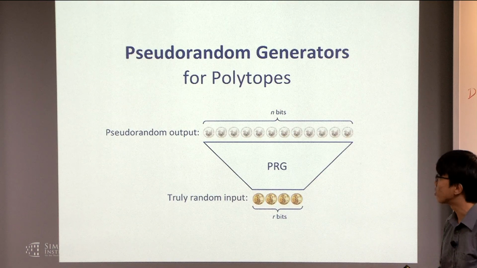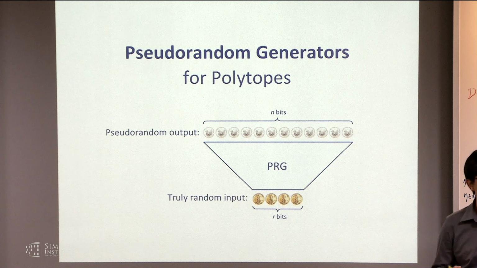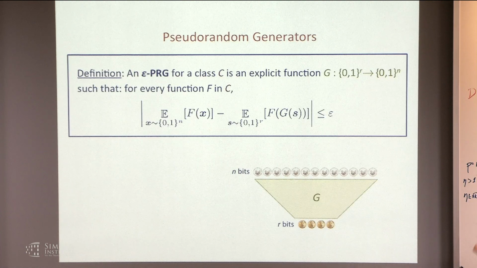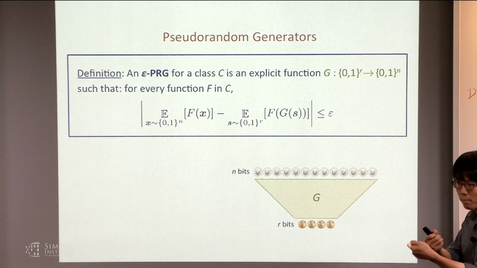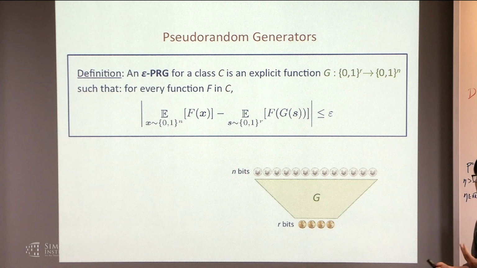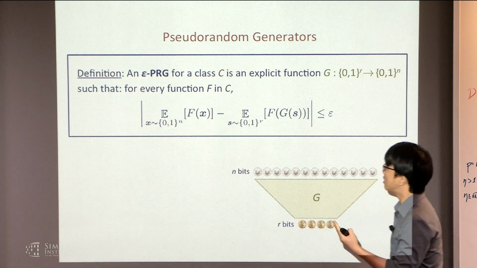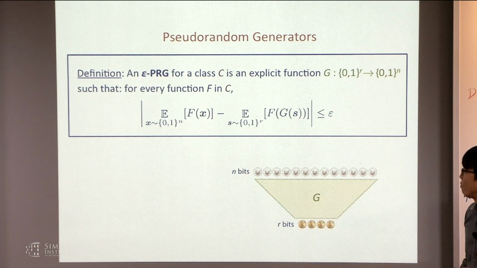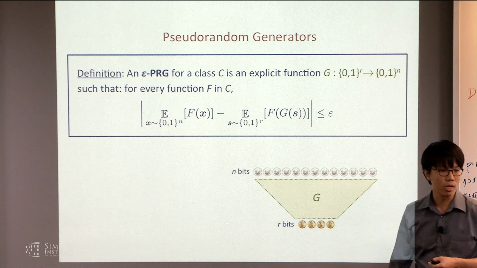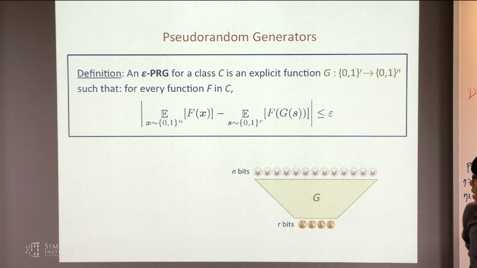So what I'm actually going to do is to restate the question in a slightly different language, but it's going to be completely equivalent. Just to recall the standard definition, an epsilon-PRG for a class C is an explicit function stretching a few random bits to many, many more bits, such that no function in your class can tell the difference. If you feed a truly uniform string to f in your class, its acceptance probability is roughly the same as if you fed the output of your generator to f, within some error epsilon.